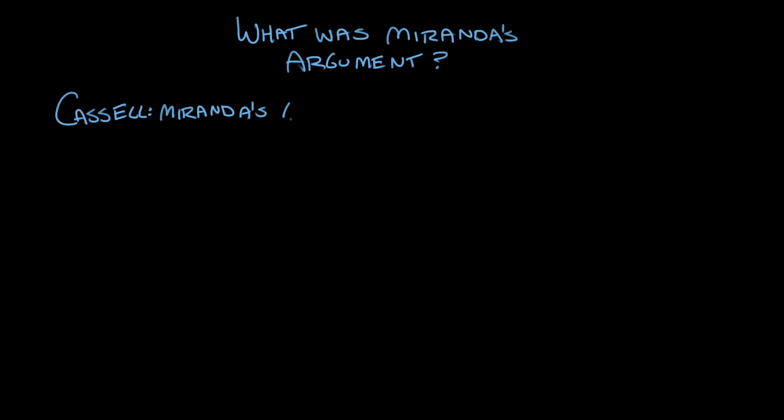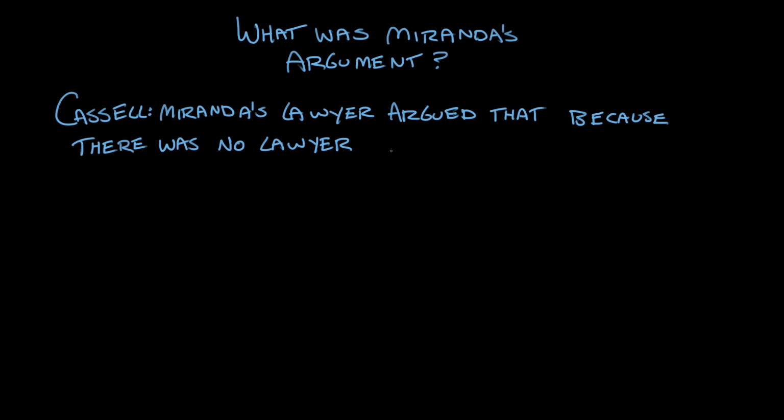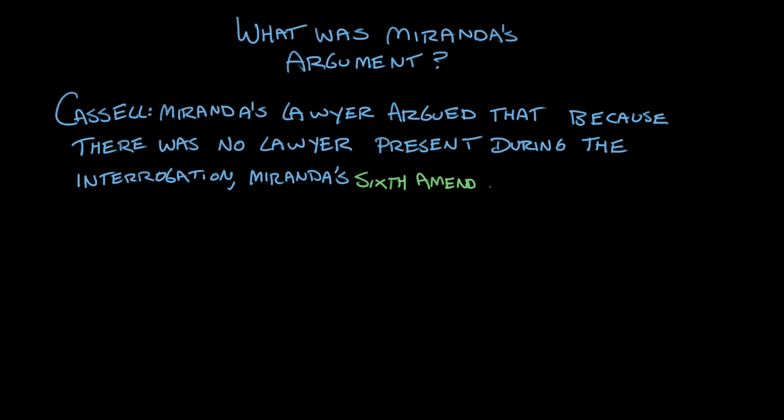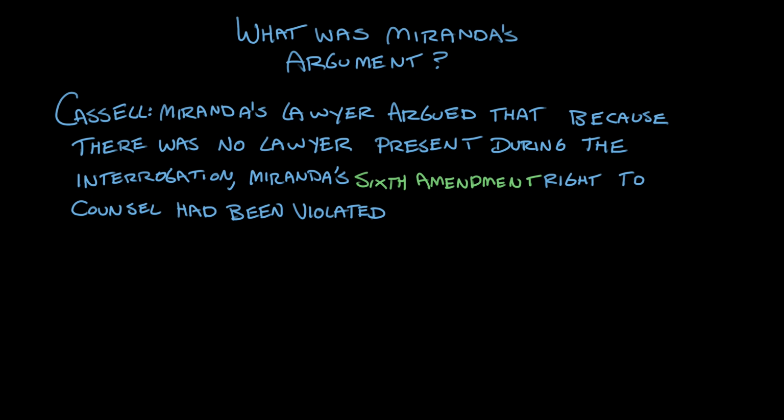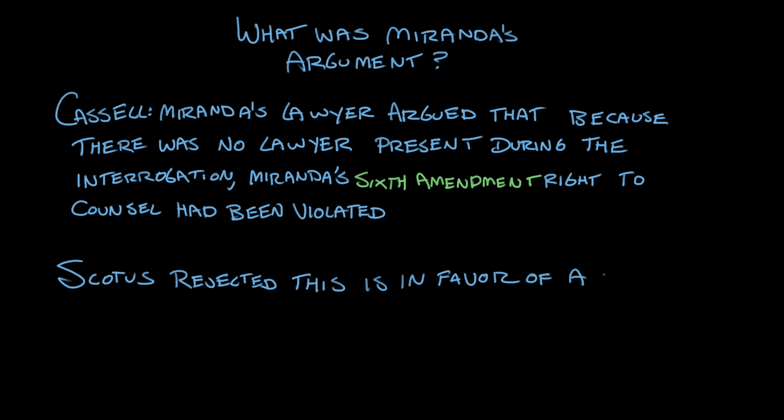Flynn, interestingly enough, argued that Miranda's right to counsel had been violated. It was only the police and Miranda who were in the interview room talking to each other, and there was no lawyer there. And so Flynn argued that this violated Miranda's Sixth Amendment right to counsel. However, as the case developed and ultimately the opinion was released, the Supreme Court rejected the Sixth Amendment argument and instead went with a Fifth Amendment argument.